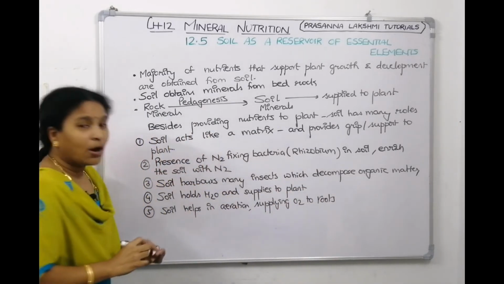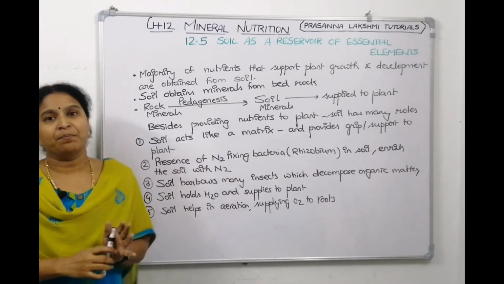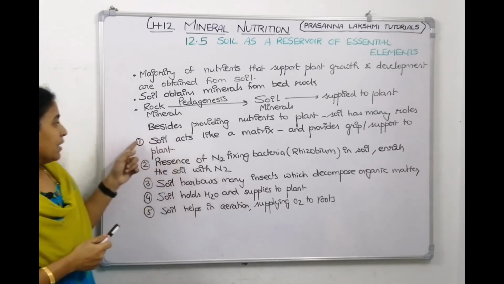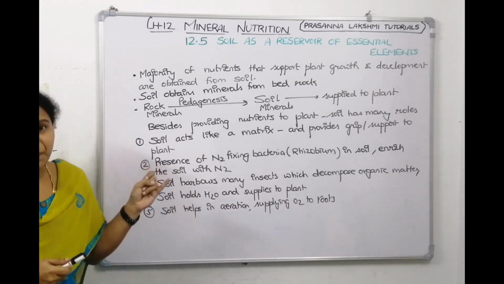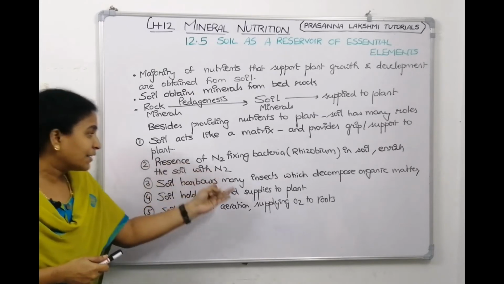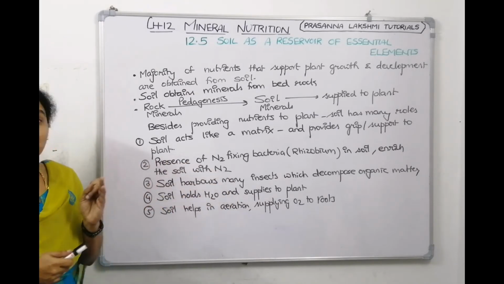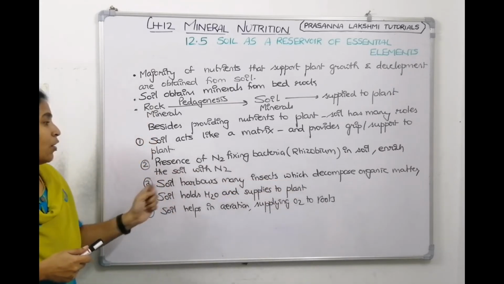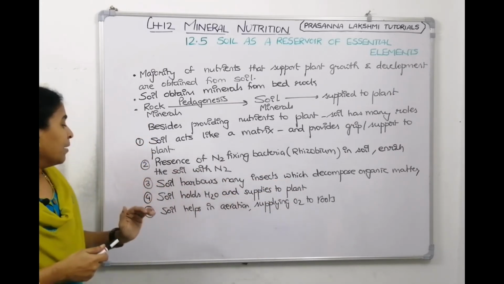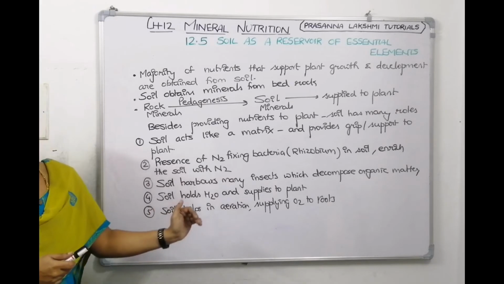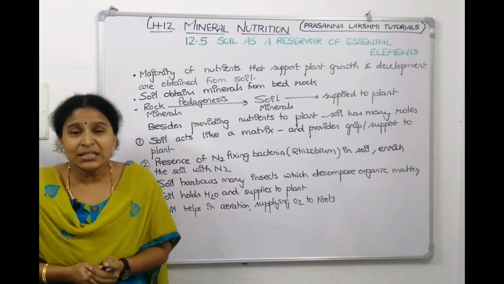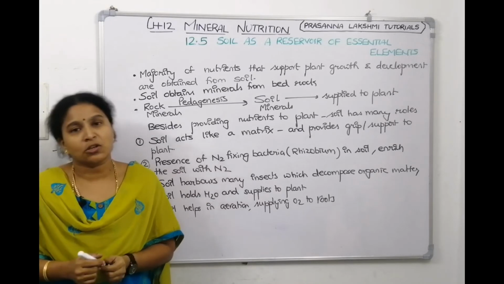Now, if roots are not able to take oxygen, the plant will die. So how many functions are we telling? Soil provides grip. Soil gives space for nitrogen fixing bacteria. Soil harbors many insects which will decompose the organic matter. Soil holds water, supplies it to the plant, and soil helps in aeration, and this aeration will supply oxygen to the roots. All these are the functions of the soil.